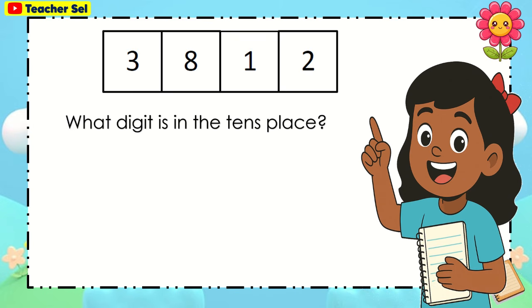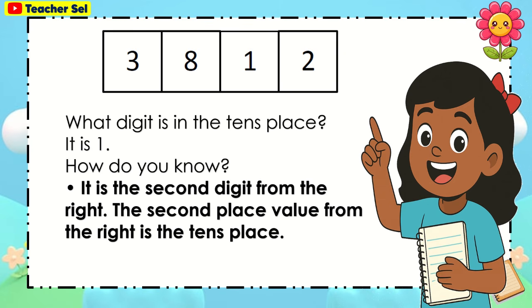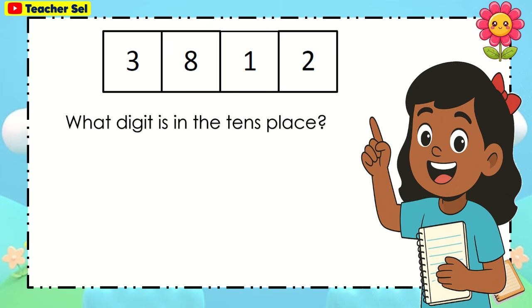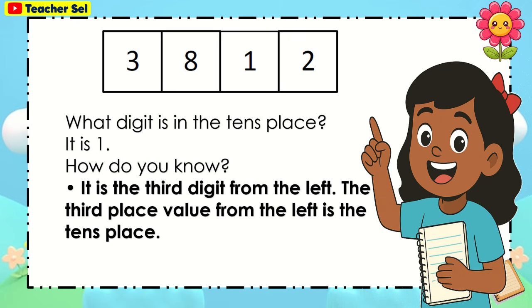What digit is in the tens place? It is 1. How do you know? It is the second digit from the right. The second place value from the right is the tens place. It is the third digit from the left. The third place value from the left is the tens place.